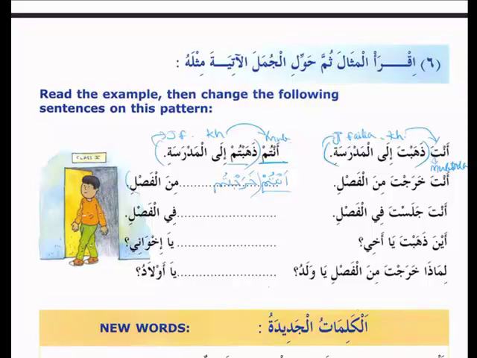Aina zahabta ya akhi? Where did you go, oh my brother? Now I don't have the subject here. I have to change the fail into plural. Zahabta, it will be aina. If you're asking the question to one person, akhi, oh my brother, this will be changed to oh my brothers. So if you ask where did you go, oh my brother, then how will you ask the brothers? Where did you all go? Correct. So you will say aina zahabtum.